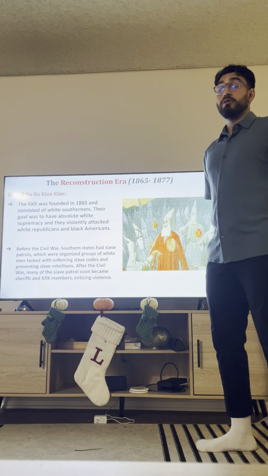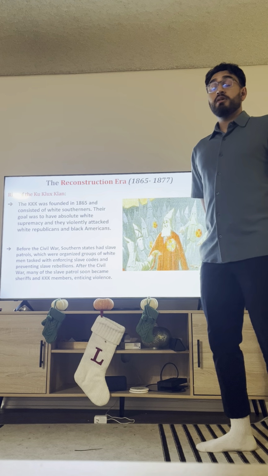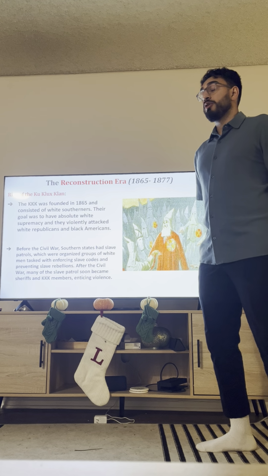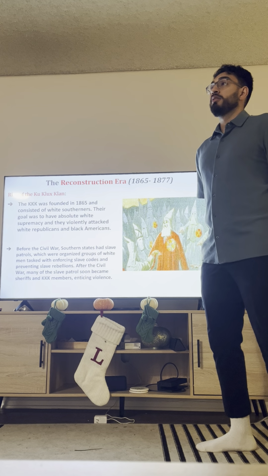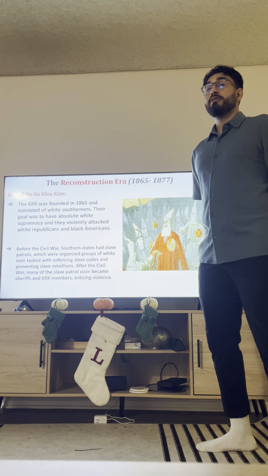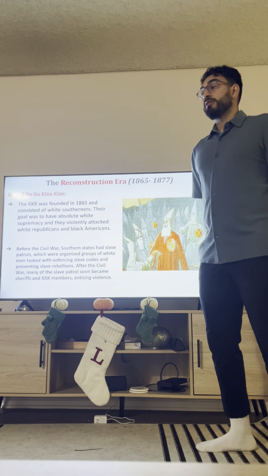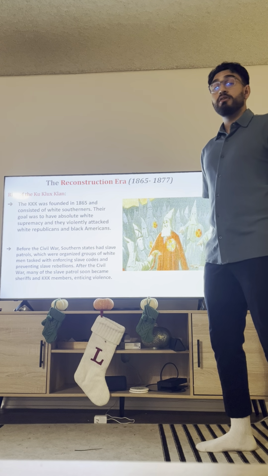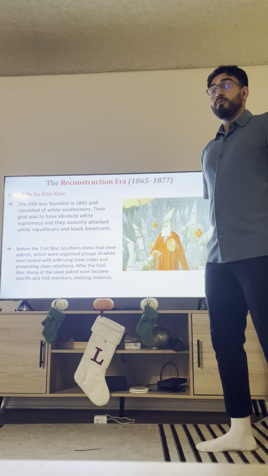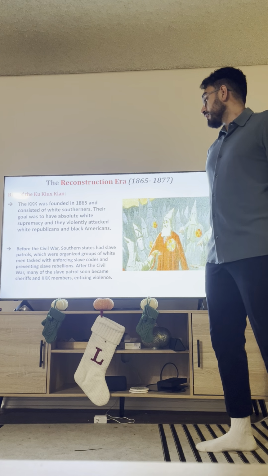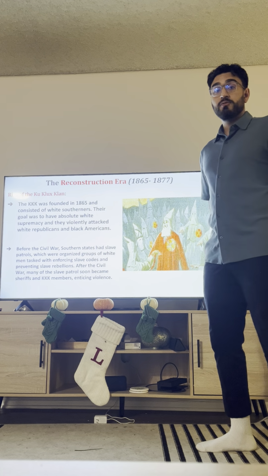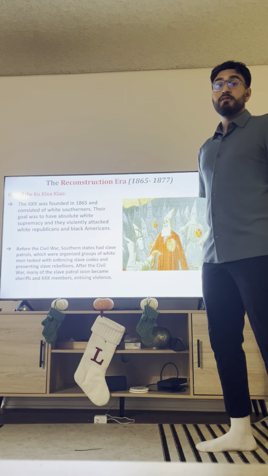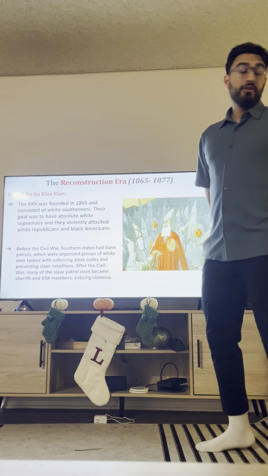Only 9 were convicted, and even though they were convicted, shortly after, these convictions were lifted from a Supreme Court case in 1875, U.S. versus Cruikshank, which deemed it unconstitutional. So ultimately, these crimes went unpunished. No one was held responsible, even though hundreds of African Americans were murdered.